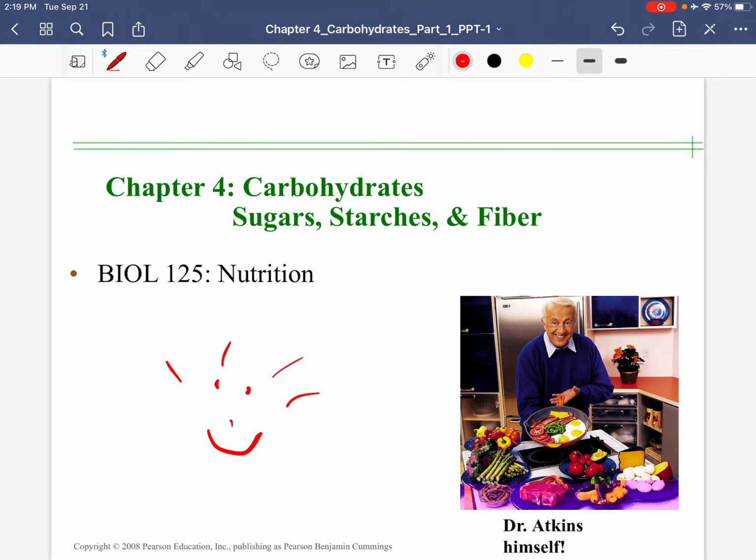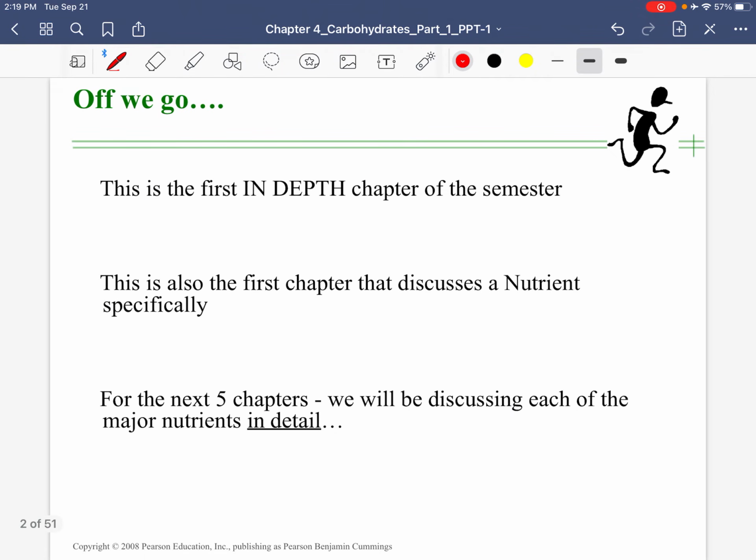So our first macronutrient is carbohydrates. We've already introduced a little bit about carbs way back at, I believe, chapter 1, but this is a whole chapter on carbs. Our next chapter is going to be on fats, then protein, then vitamins and minerals. So we're entering this part of the course where we talk about each nutrient specifically.